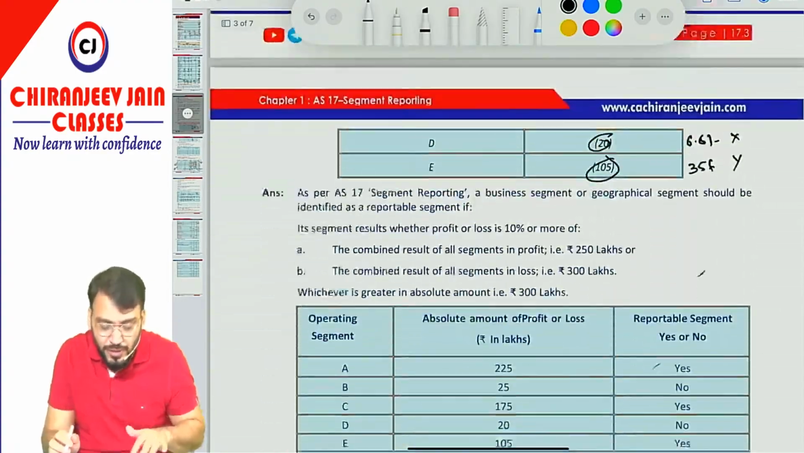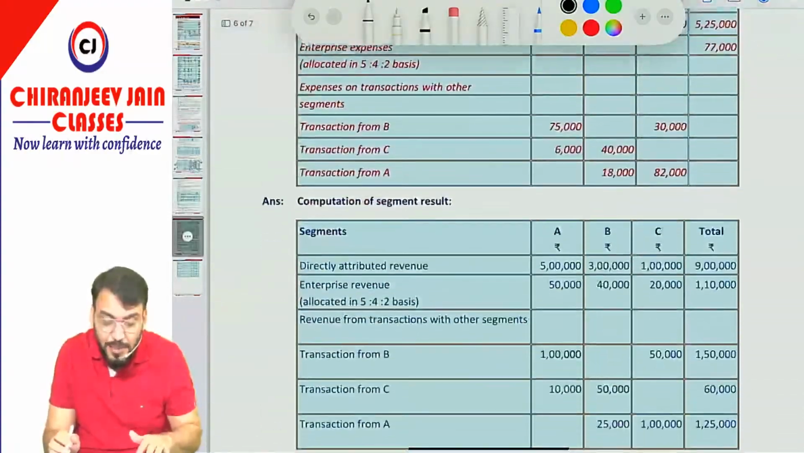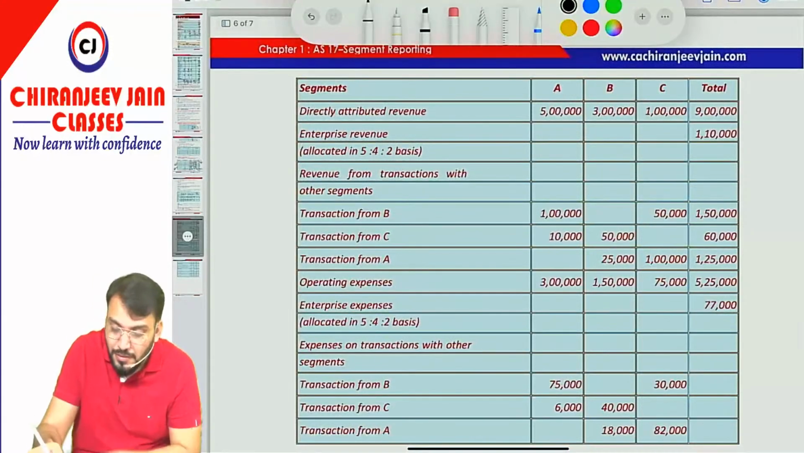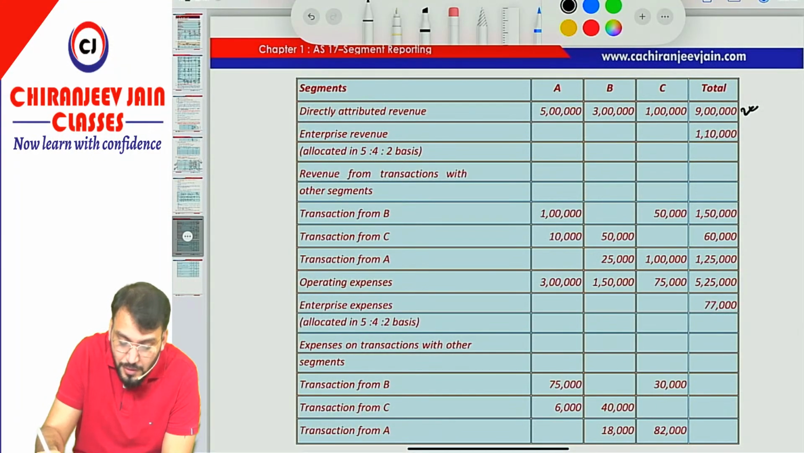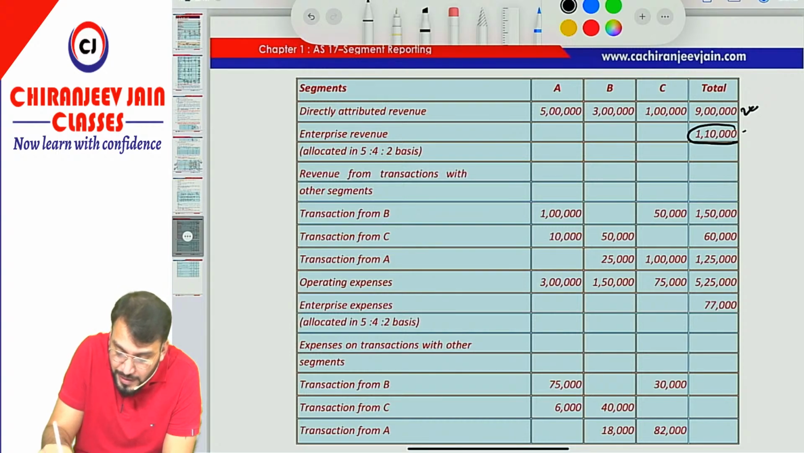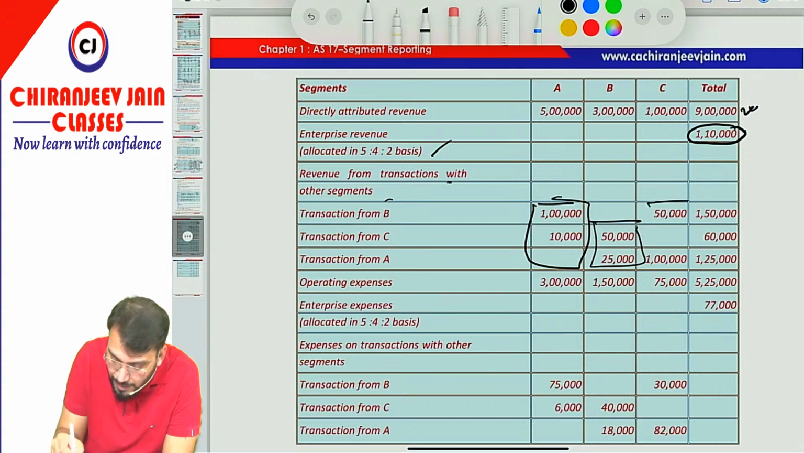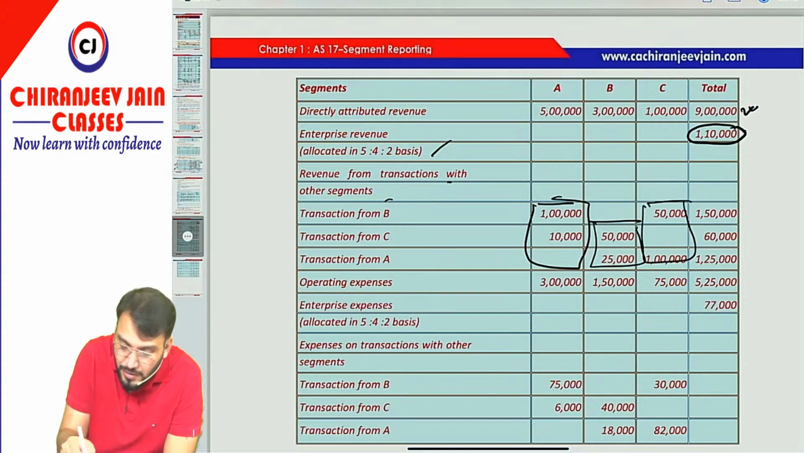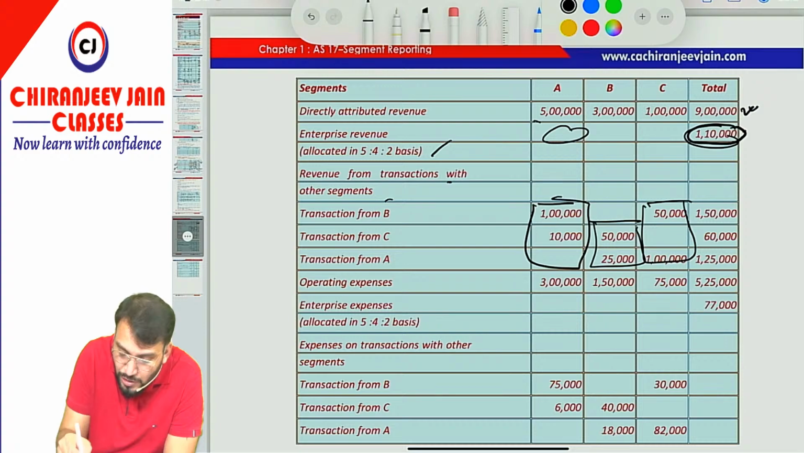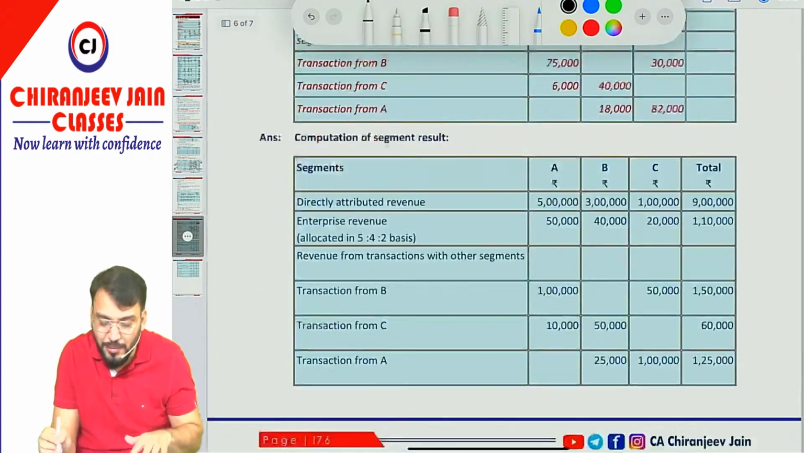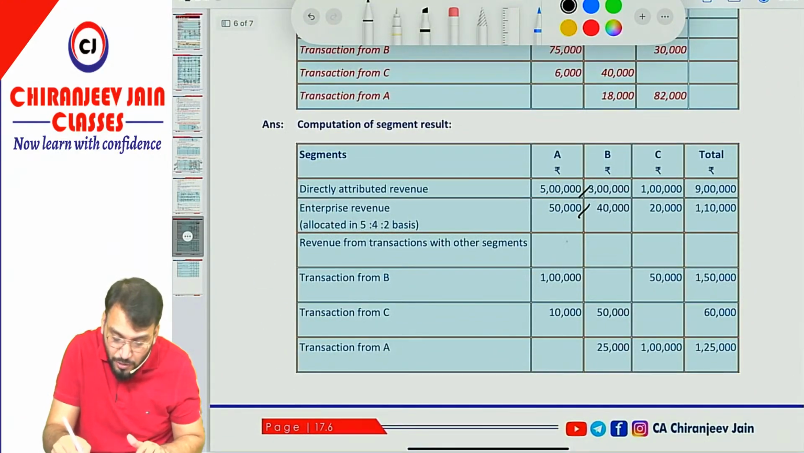One more question is there, they have asked you to calculate segment result. They have given direct revenue, then enterprise revenue which can be allocated on a 5:4:2 basis, then revenue from transaction with other segments, meaning this is inter-segment sale, correct. Now this you can total, inter-segment sale, are you getting? This is what can be allocated, you can find out segment revenue. So segment revenue is this plus all inter-segment sale.